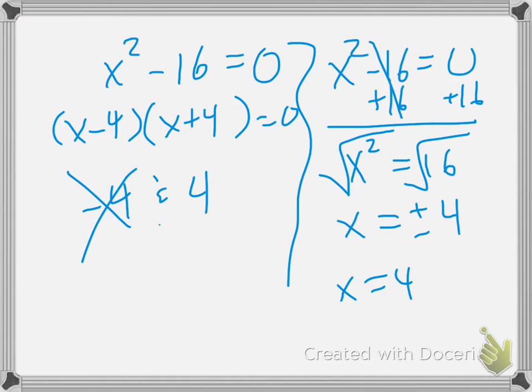It did say they are consecutive, so they're consecutive even. So consecutive means counting order. So if the first one's 4, the next one has to be 6 because that's the next even number. So the answers were 4 and 6.